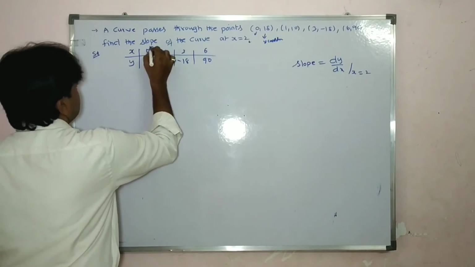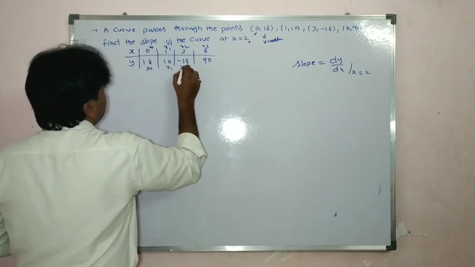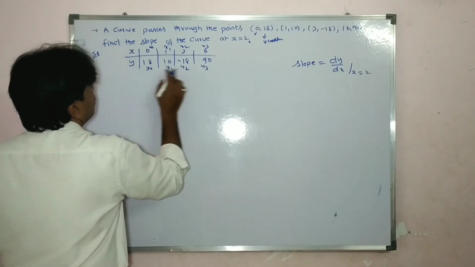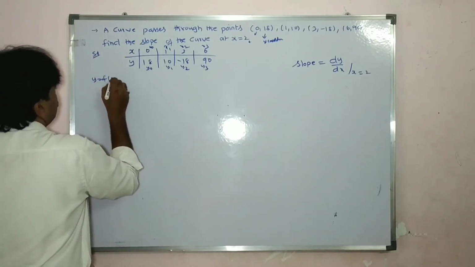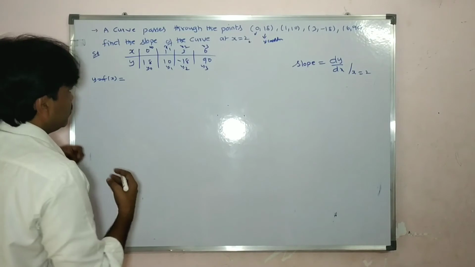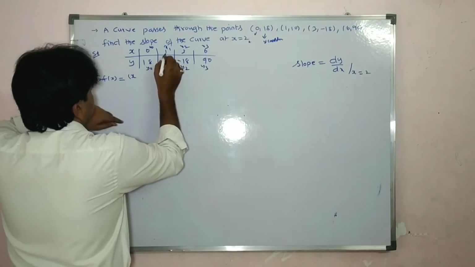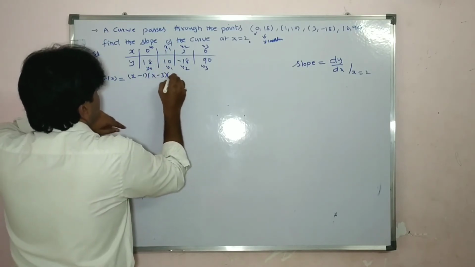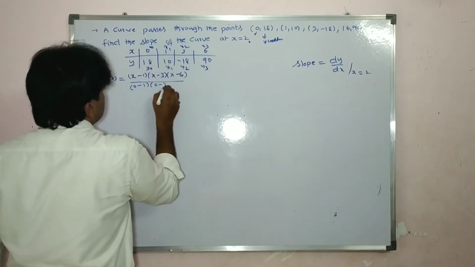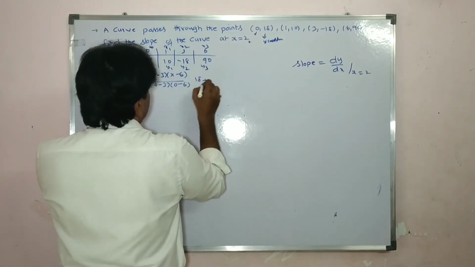So this is x0, x1, x2, x3 and this is y0, y1, y2, y3. So y is equal to f of x. We already practiced some problems, so I want to write directly here. I want to skip this one, so we get x minus 1, x minus 3, x minus 6, divided by 0 minus 1, 0 minus 3, 0 minus 6, into y0, y0 is 18, plus.